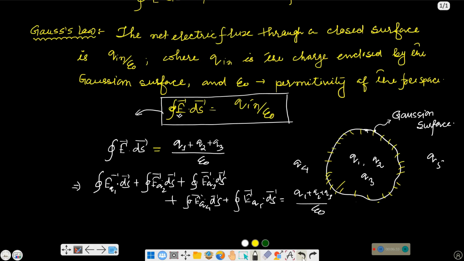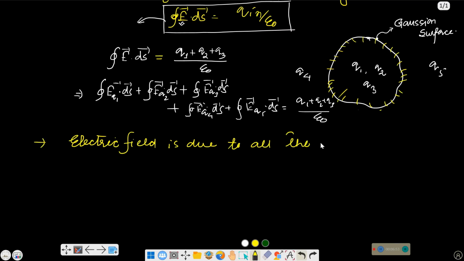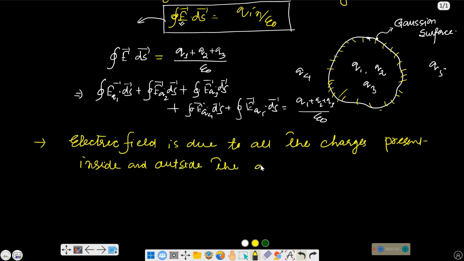So the electric field that we are calculating is due to all the charges. This is the important point: all the charges present inside and outside the Gaussian surface.